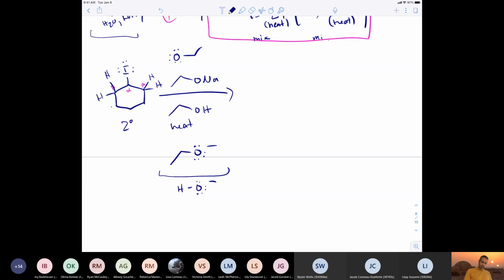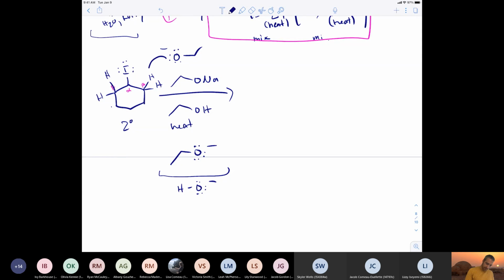The nice thing about drawing these mechanisms is every single one is the same. Once you've decided what the mechanism should be and then start drawing it, every single example will look exactly the same. You're always, for E2, going to remove a beta hydrogen, make a double bond, and kick out the leaving group. You can change the leaving group from iodide to bromide or chloride or whatever. Doesn't change a thing. Still the exact same steps you're going to follow every time.